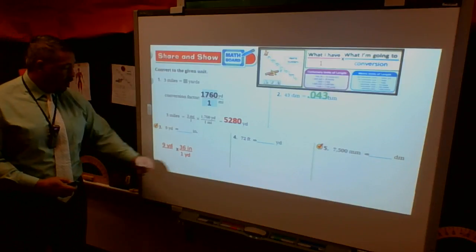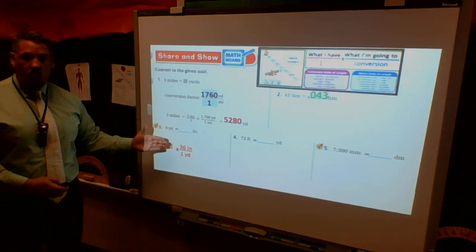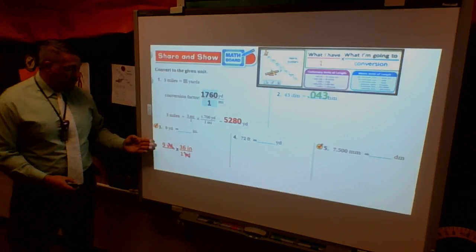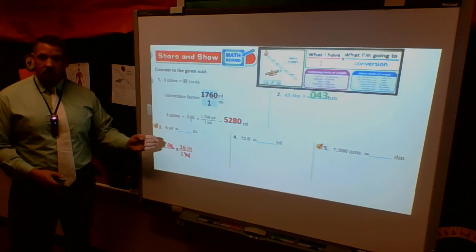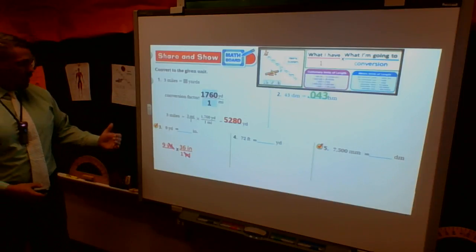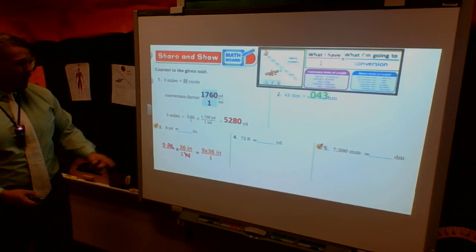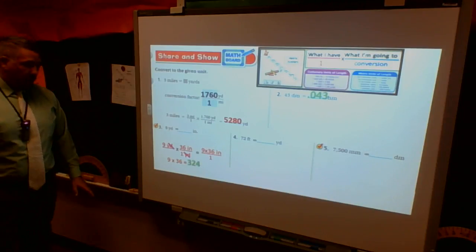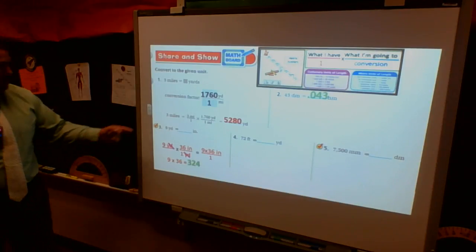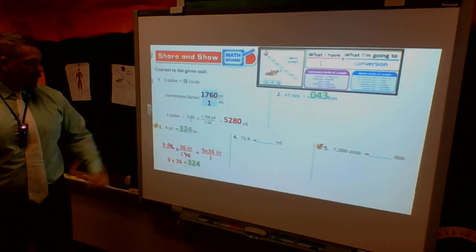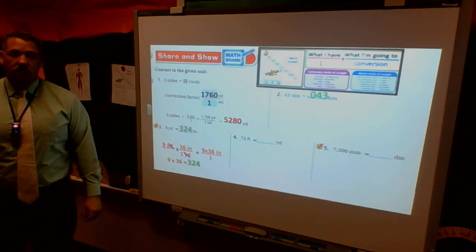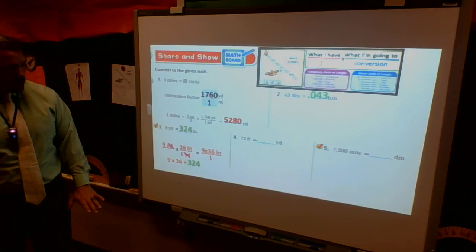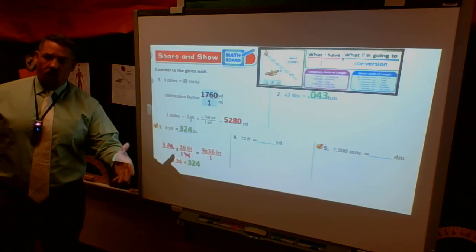I'm going to convert by dropping off my yards, because there's one at the top and one at the bottom. I get rid of those. And then I'm left with just multiplication. I multiply across anytime I have fractions. 9 times 36 inches gives me 9 times 36, which is 324. So 9 yards is the same as 324 inches.